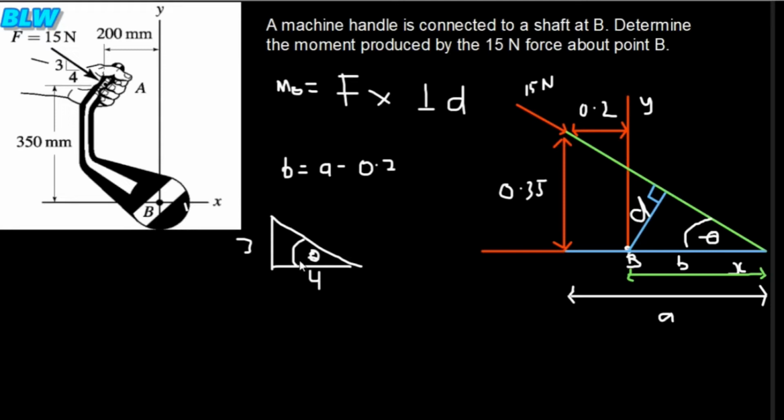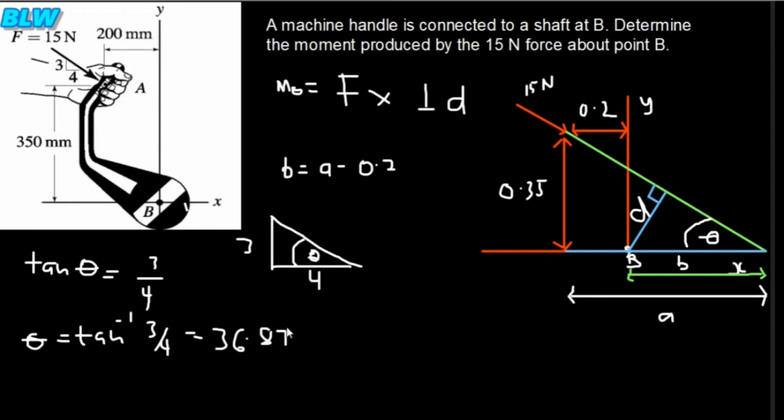So this angle here, you see this 3 is opposite to this angle. So if I want to find this angle, I can say tan theta equals opposite over adjacent, so that will be 3 over 4. So theta will be equal to the tan inverse of 3 over 4. This will give me 36.87 degrees.